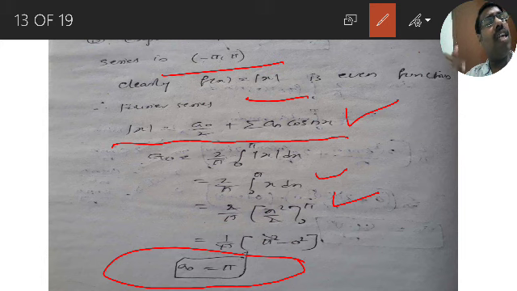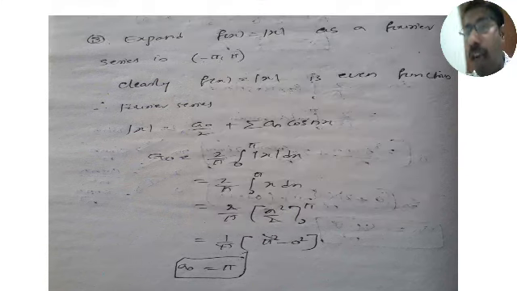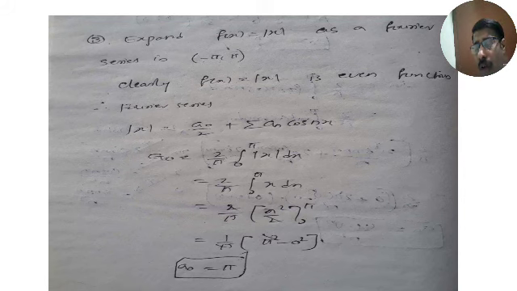The limits of integration are 0 to pi, so mod x is equal to x. The integration of x is x square by 2. Apply the upper limit minus the lower limit to get the answer. A naught is equal to pi. Now we have to find an. Note it down so that we can go to the an value.